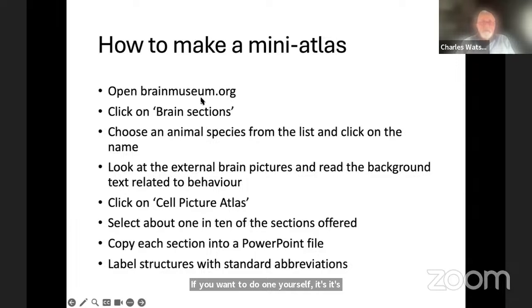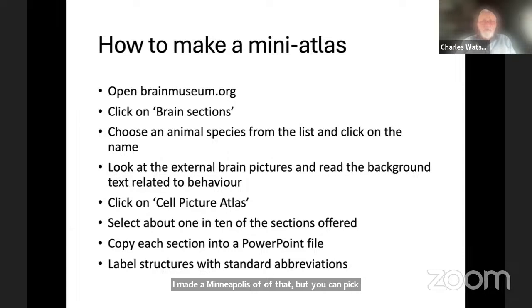You open brainmuseum.org, click on the heading saying brain sections, and there it will offer you 100 different mammalian species, and you pick one that you like. I'm going to show you one later on. When I was working with a student from India earlier this year, she picked the armadillo, the nine-banded armadillo, and made a mini atlas of that. But you can pick whichever one you like. There's no reason for going in any particular direction.